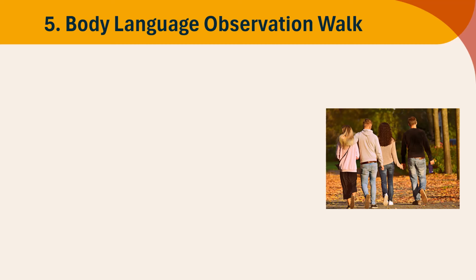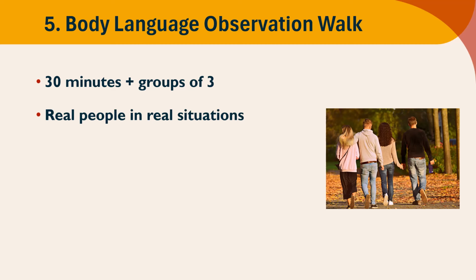Activity number 5, body language observation walk. You will need at least 30 minutes for this because they're going to go out into the public domain, into a public place. I would suggest putting people into groups of 3. As I say, they're going to be observing real people in real situations. It's important to know that our participants do not invade other people's spaces, and do not take photographs when people do not want to be photographed. So having respect for the people they're going to be observing is important.